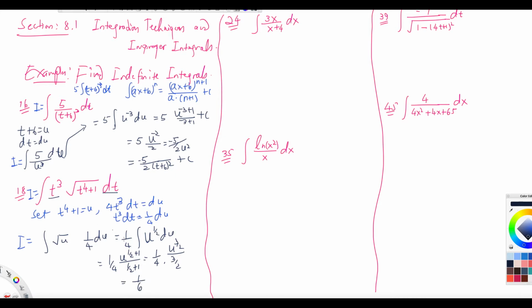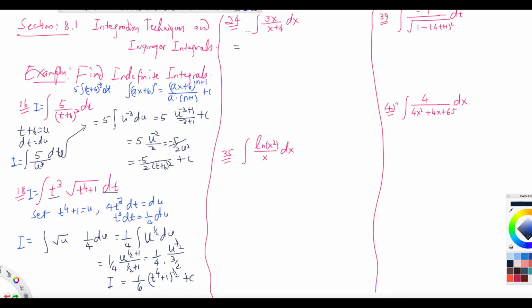What is u? It's t to the 4th plus 1, to the 3 over 2, plus c. That will be the integral I equals, because we assume that I, that value is that one. That's what you get. Did you get that? Alright.